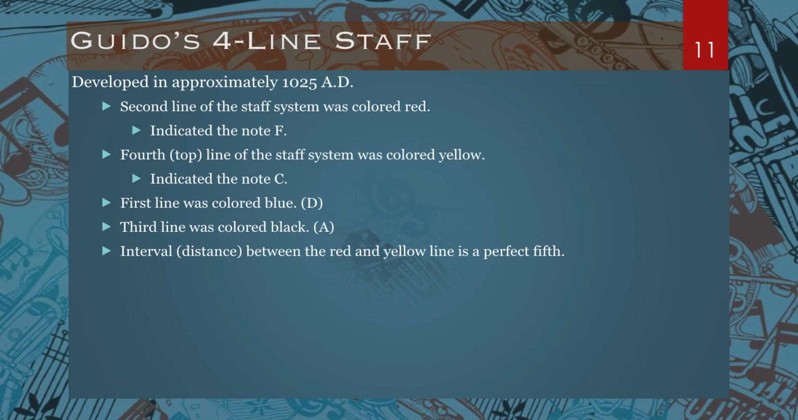So Guido's 4-line staff system. Important things to know. It was developed in approximately 1025 AD. The second line of the staff system was often colored red. It indicated the note F.